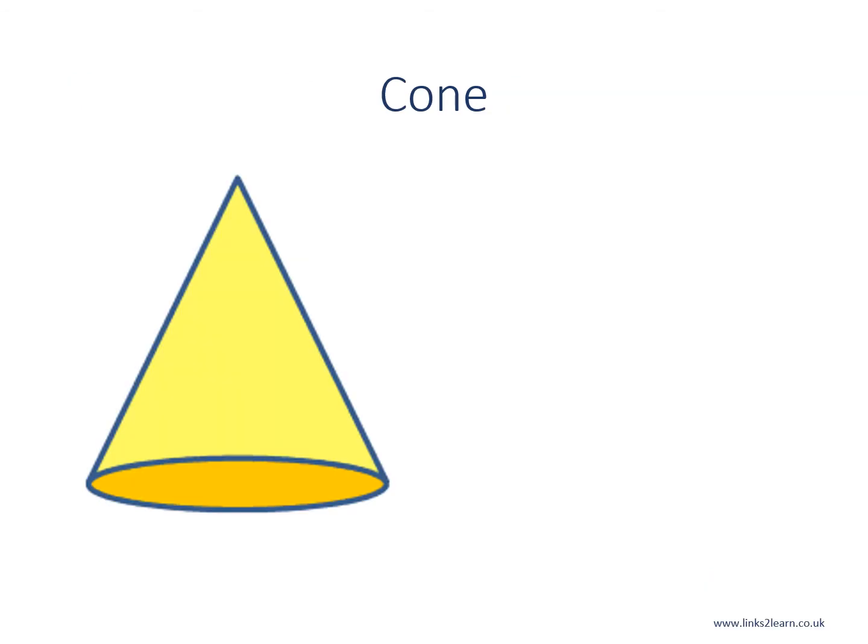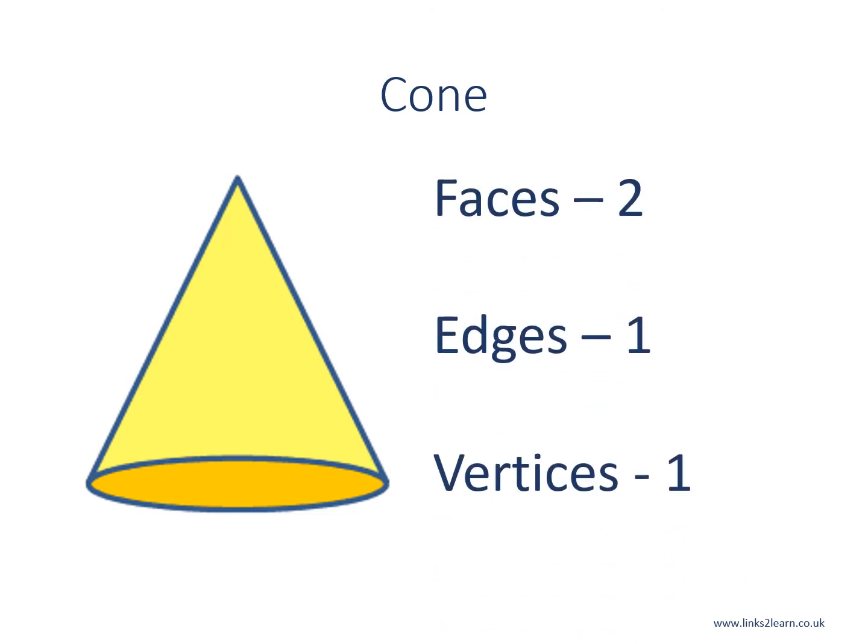So this first 3D shape we have is the cone. Remember thinking about those three properties. We've got two faces: the bottom of the 3D shape, made by the circle, and then imagine this part unfolded. So we have two faces. We have one edge running all the way around the bottom and one vertex at the top.